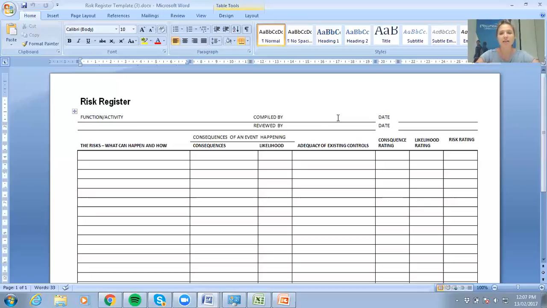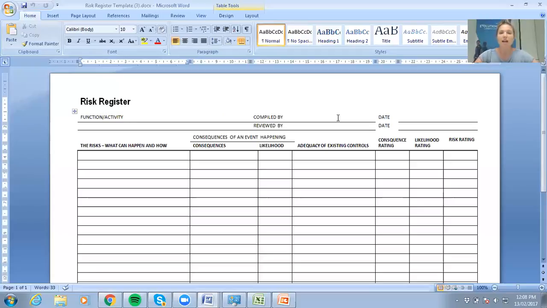Okay. Then you need to look at the likelihood of this happening. Okay. Is it almost certain that this is going to happen? If so, put almost certain into this column. Is it likely? Is it possible? Is it unlikely or rare? Okay, so they're your options to choose from. Almost certain, likely, possible, unlikely, and rare.